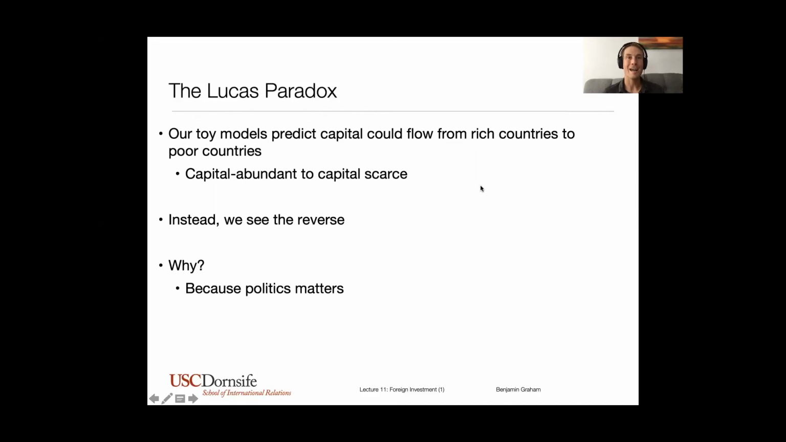Okay, so why does that occur? Why don't you get all this capital flowing from where it's abundant to where it's scarce? And the answer very concisely is that politics matters, right? So we'll be talking about political risk, we'll be talking about these sorts of things, but the toy economic models aren't enough. We need the politics, and that's what we'll be doing in the next lecture.